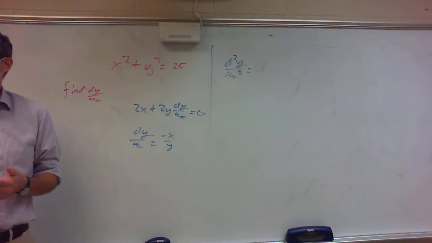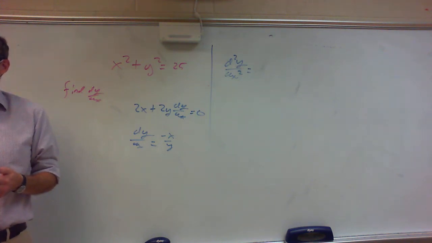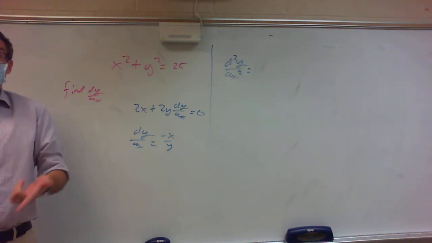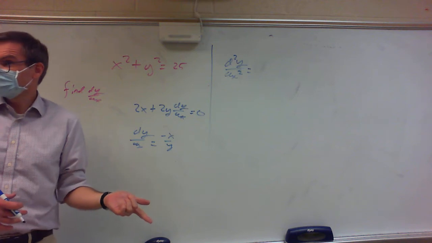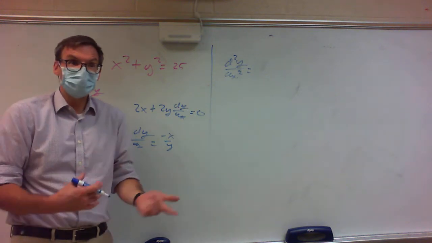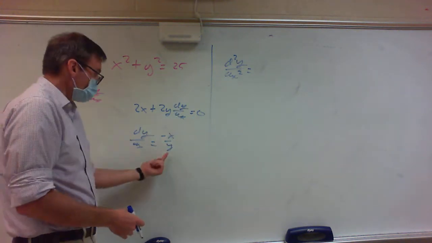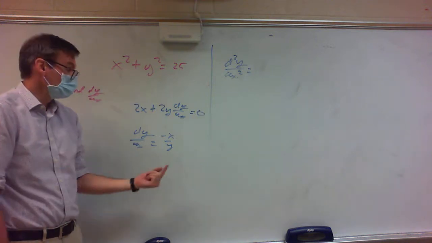Well, how do you find the second derivative? Quotient rule? Well, you take the derivative of the derivative, right? Is everybody okay with that part? That's how you find the second derivative. You take the derivative of the derivative. So now I have to take the derivative of this, and quotient rule, right?